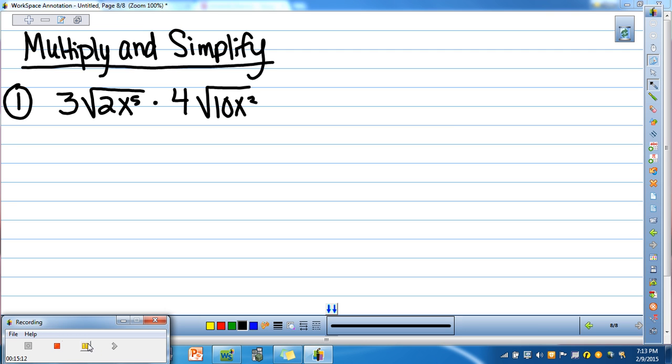For the final set of problems, we are going to bring the multiplying and simplifying together. In this last set, we will first multiply our radicals and then simplify the final answer. When we have a situation like this, where we have a number on the outside, we will start by multiplying those outside numbers. 3 times 4 gives us 12, and keep that number on the outside.